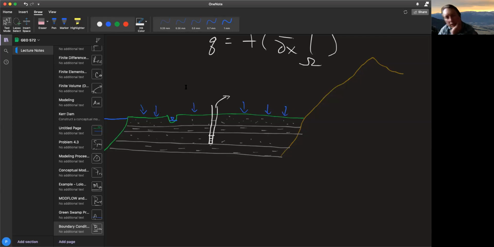Okay, let's talk about some of the boundary conditions we might have here. Well, this is a big old lake, and so we might say this is a constant head boundary condition. Here is a little ditch. We'll talk about that a little later, but that's an important one. Right here, we're receiving rainfall on the top of our aquifer, so let's call this a recharge condition. Down here, we've got an aquitard, so let's call this boundary no flow.